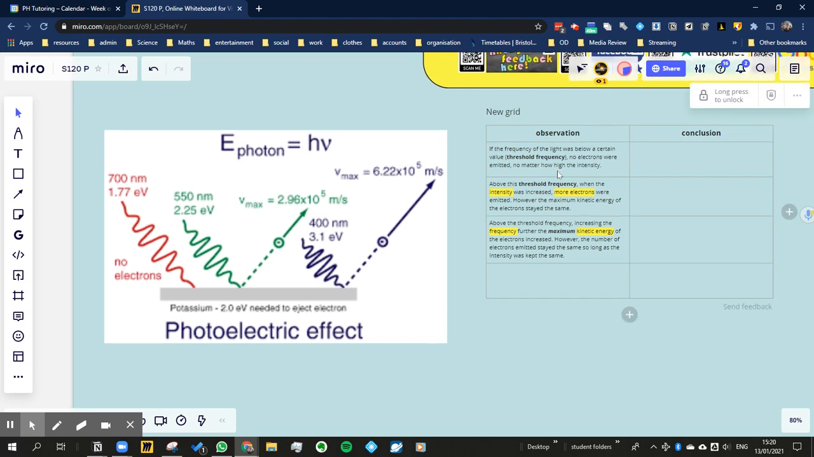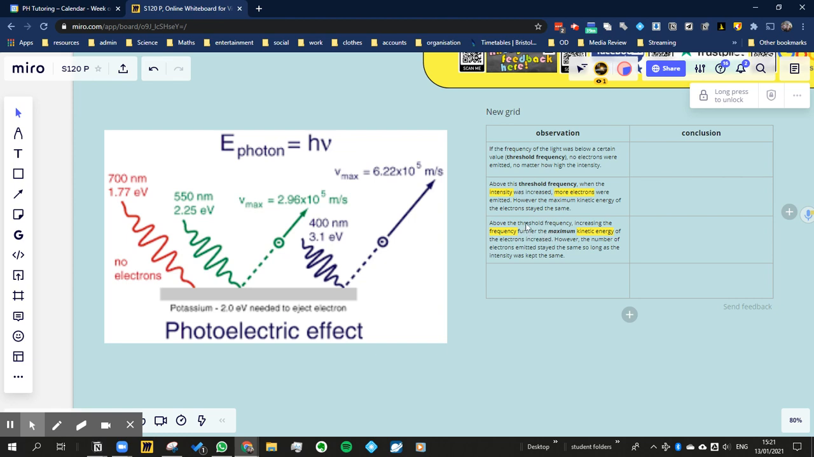No matter how high the intensity, so you can increase the brightness of the light, it won't make any difference as long as it's below this threshold frequency. That was one observation. The second observation was once you go above that threshold frequency, if you then increase the intensity, more electrons were emitted. But if we looked at all the different kinetic energies of these electrons, the maximum kinetic energy stayed the same.